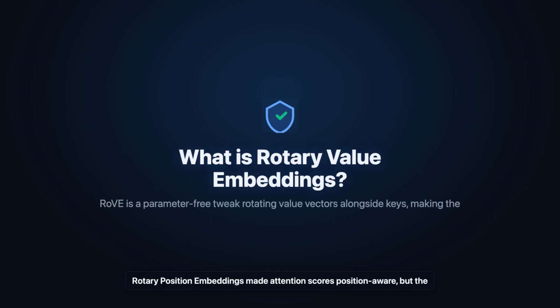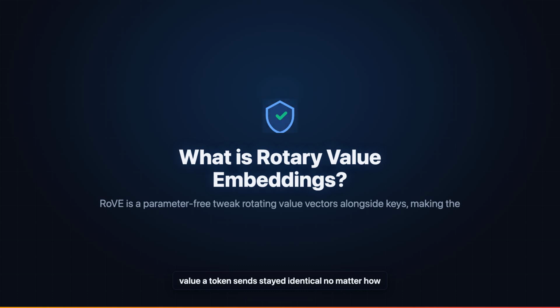Rotary Position Embeddings made attention scores position-aware, but the value a token sends stayed identical no matter how far away it's at. RoVE, posted to arXiv as 2606.11275 on June 9, 2026 by researchers from the University of Amsterdam and MIT CSAIL, fixes that with 0 new parameters. Over the next few minutes, we will unpack how rotating value vectors works, what it does to GPT-2 at 124 and 354 million parameters, and why it reframes attention as convolution.